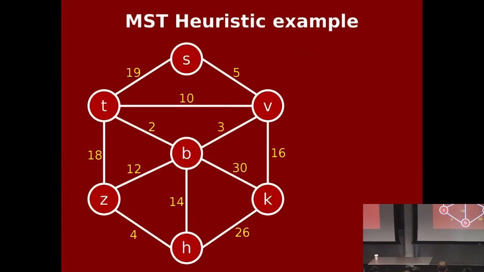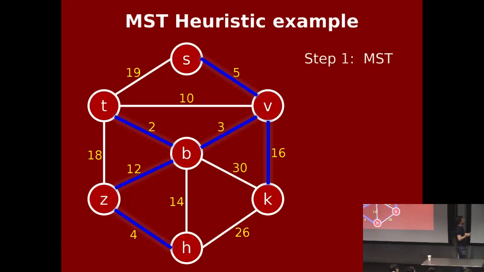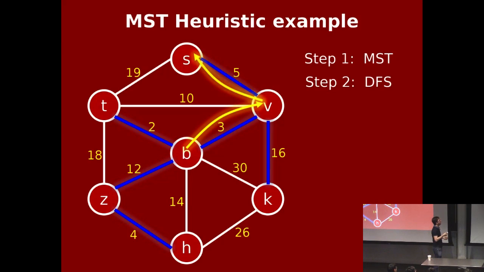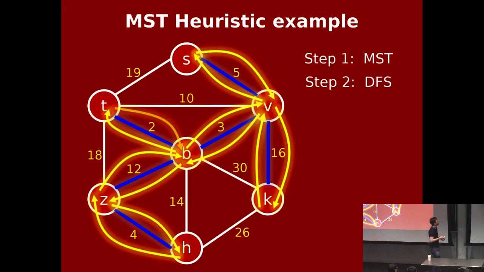Let me do it in a picture. So here's this graph again. First we find the minimum spanning tree. You all hopefully know how to do that. In that case, it's these blue edges. It has a certain cost, but it's not a tour. But step 2 is DFS. So let's say you start at B and do a DFS. You go to V, go to S, come back, go to K, come back, go back up to B, go to Z, go to H, come back, go back up to B, go to T, come back to B.